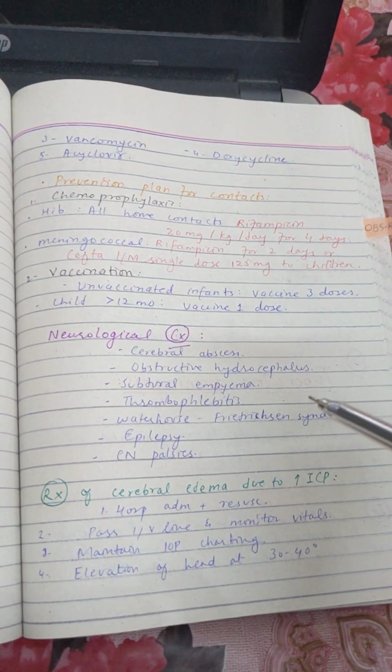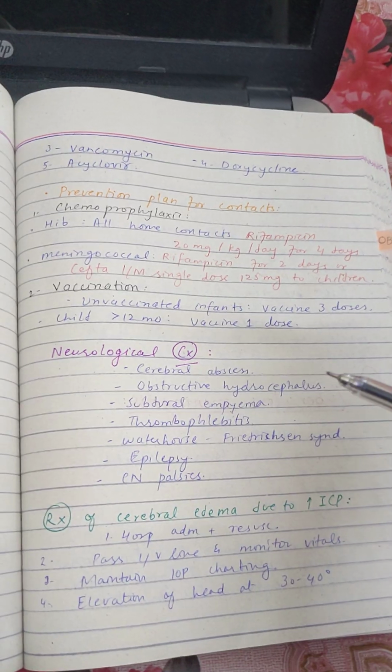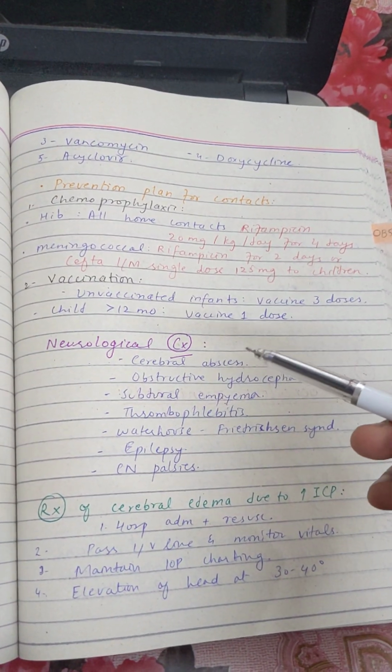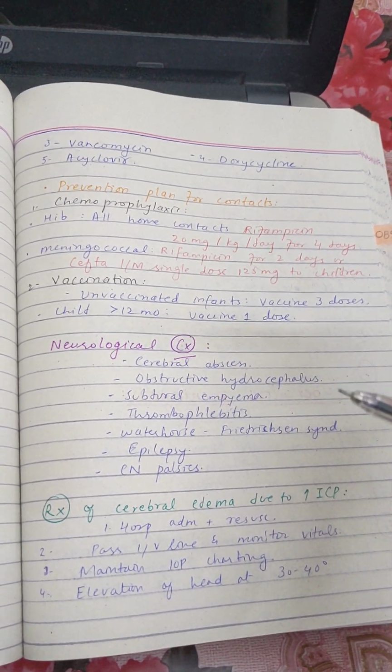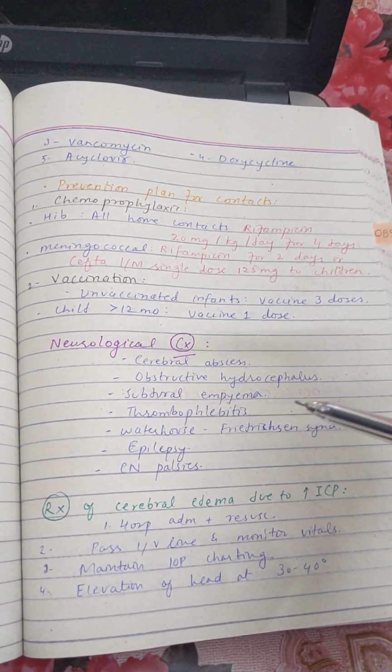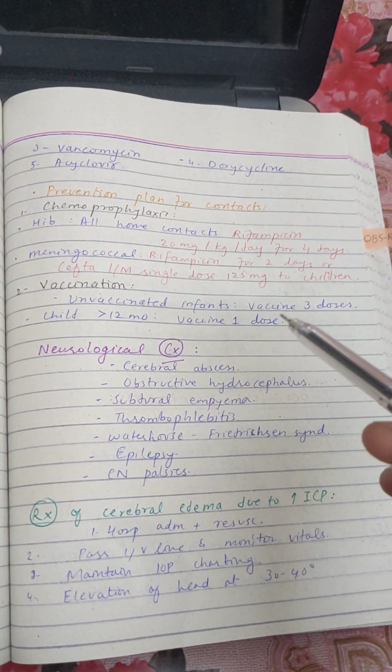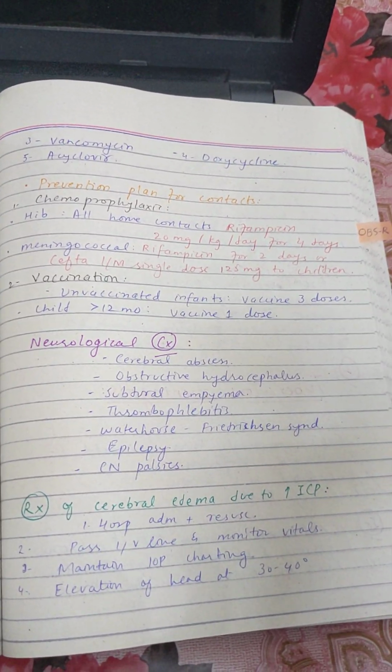Now, what are the possible complications of meningitis or pyogenic meningitis? These include the neurological complications like cerebral abscess, obstructive hydrocephalus, subdural empyema, thrombophlebitis, Waterhouse-Friderichsen syndrome, epilepsy, and cranial nerve palsy. These are the neurological complications of pyogenic meningitis.